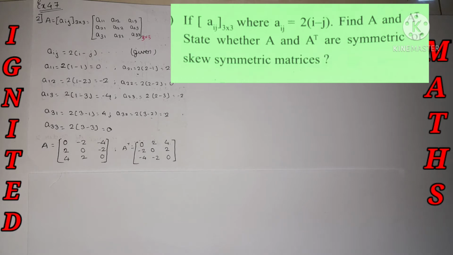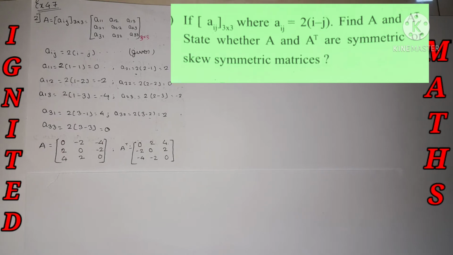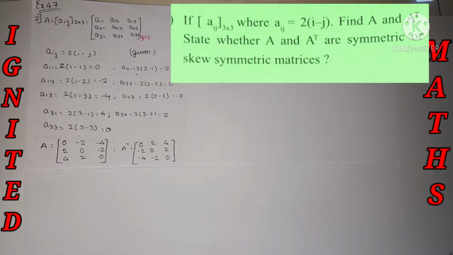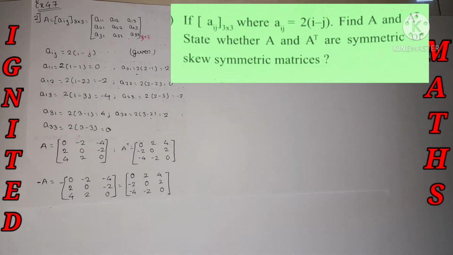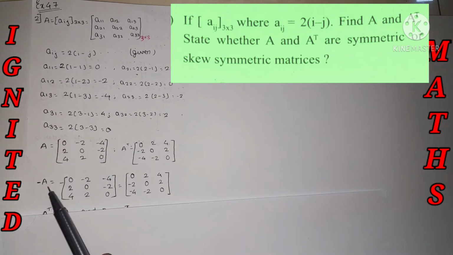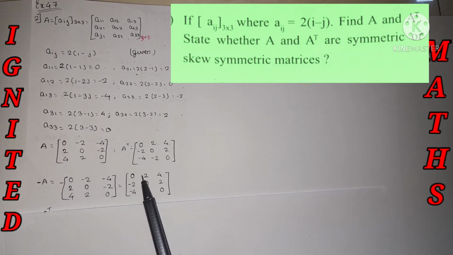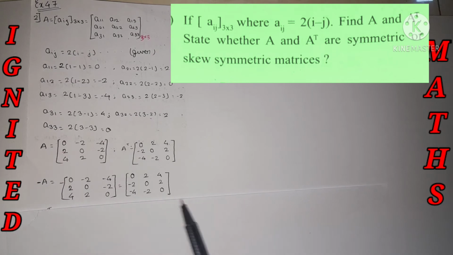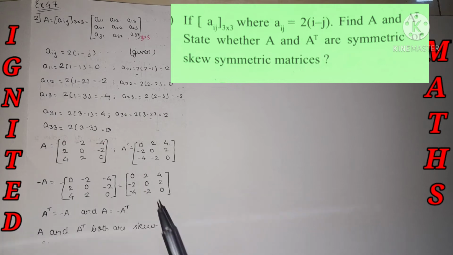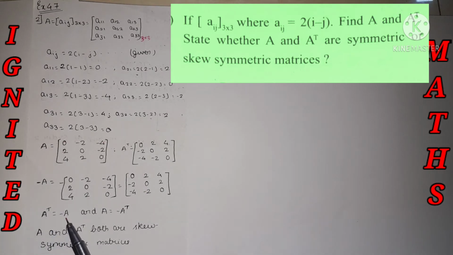Now one more thing, the question says to state whether A and A transpose are symmetric or skew symmetric. Here is the specific condition to prove symmetric and skew symmetric matrices. Just get started with it. Now I took the value of minus A, that is, in the A matrix, just put the minus sign. So minus into minus is plus, and over here plus, so minus into plus is equal to minus. This is how we need to find it. So A transpose is equal to minus of A, and A is equal to minus of A transpose. Here is the A transpose and minus of A.